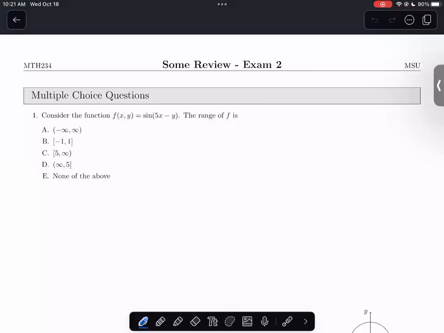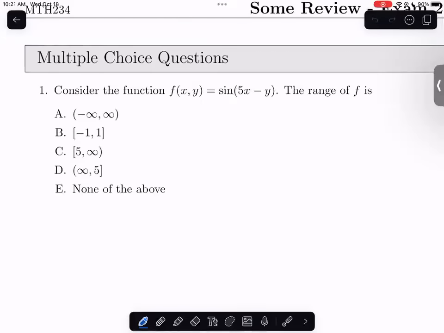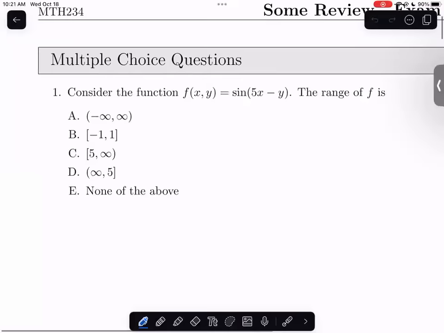So considering this function here, I would like the range of this function f. So the range, remember this would be from 14.1, if you wanted to go back and find more problems similar to this. We went over many in class. You saw a few in the web work. And of course, there are more problems in the textbook if you want to practice ranges.